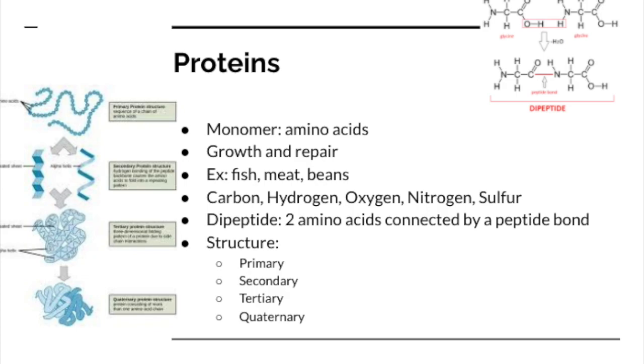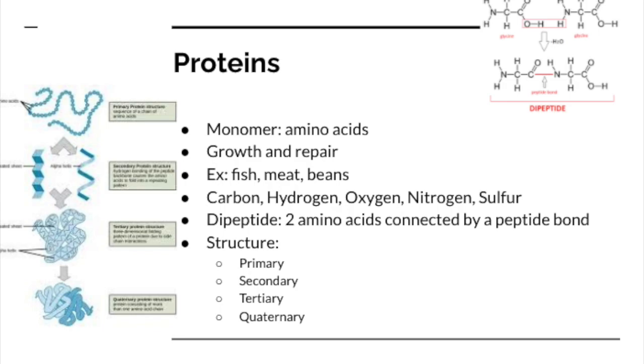Proteins are responsible for growth and repair. They include fish, meat, and beans. Proteins consist of carbon, hydrogen, oxygen, nitrogen, and sometimes sulfur. With only 20 different amino acids, cells can build thousands of different proteins.